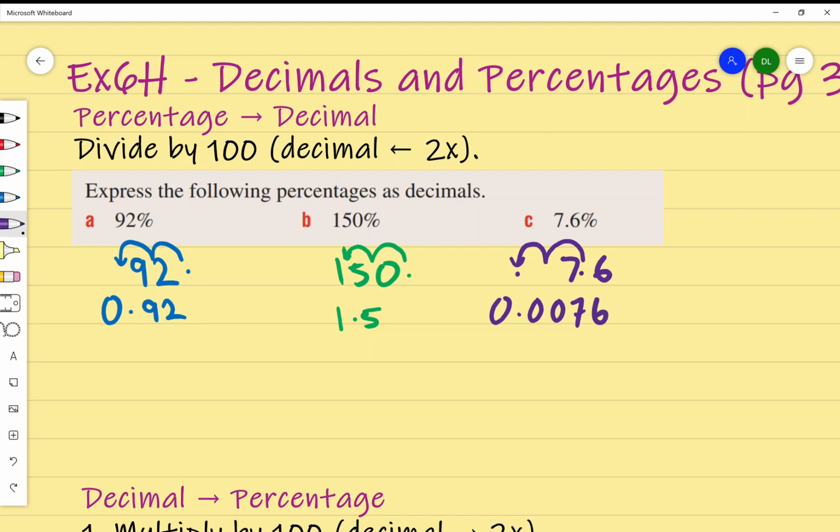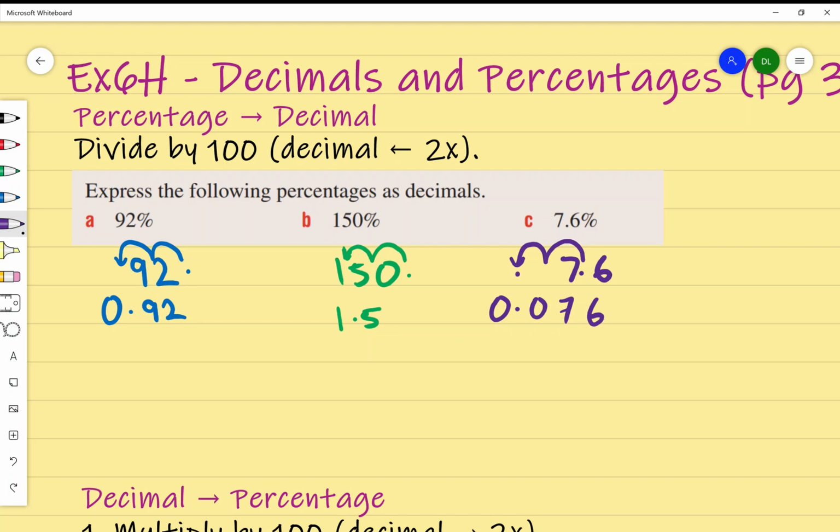Good. 0. Oops, have I messed that up? 0.076. There we go. Is that what you said, Kate? Awesome. 0.076. Now, do I add the percentage sign back in? No, we don't, because we're looking for a decimal, and we're done.